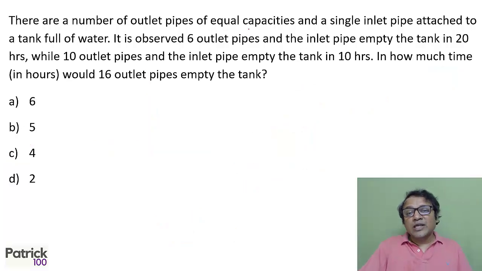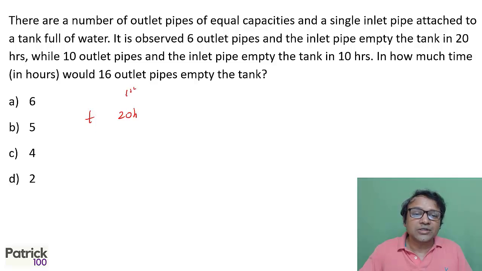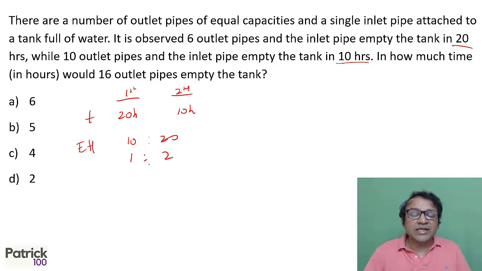Number of outlet pipes of equal capacity and a single inlet pipe are attached to a tank full of water. 6 outlet pipes and an inlet pipe can empty the tank in 20 hours. So the time taken is 20 hours for the first case, and in the second case it takes 10 hours. Because two times are given, I'm using a ratio. So efficiency will be the reverse of it. So 10 is to 20, or 1 is to 2. That means the second efficiency is double the first efficiency.